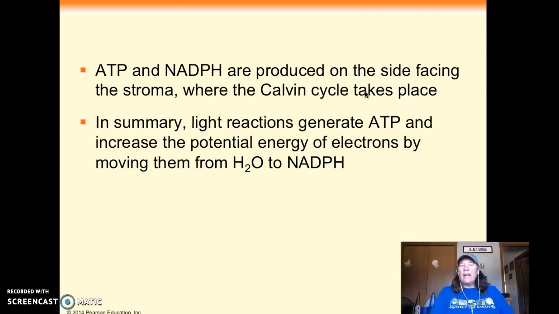So again, the light reactions generate ATP. That's where we're going to get the energy. In a mitochondria, it breaks down the glucose and we take the energy from that. Well, in a chloroplast, they take light energy from the sun, and that's where they get their energy to produce what's going to go through the cycle and give us our ATP.